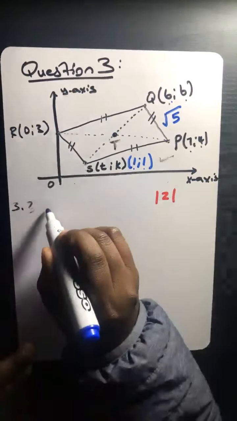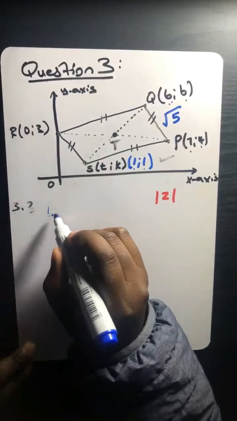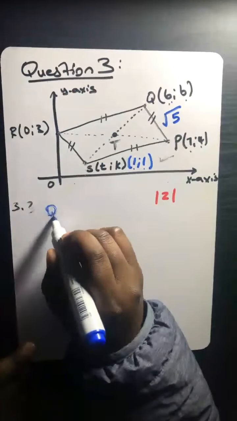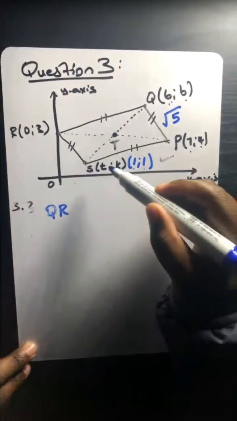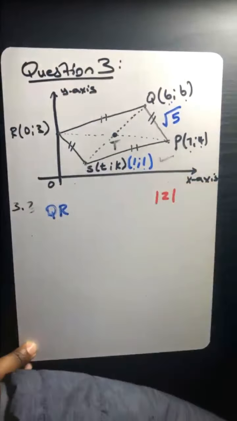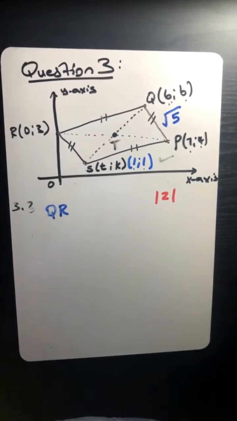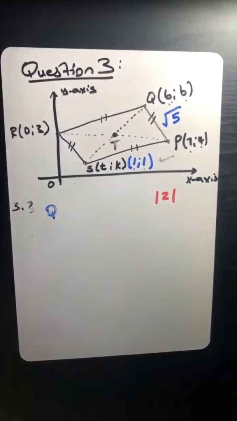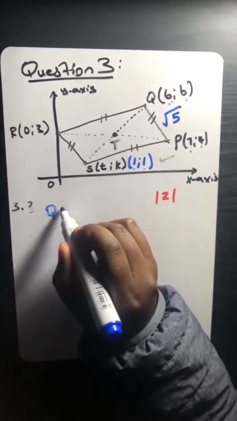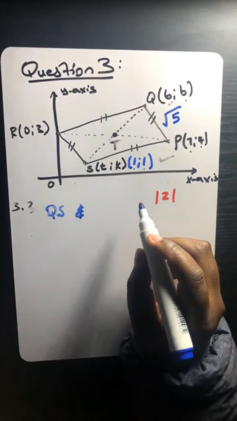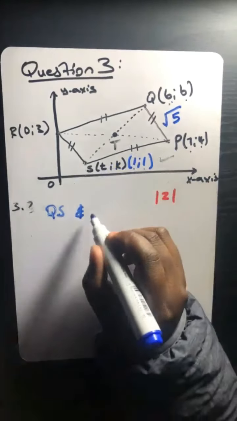So Lerato says we must calculate the length of QR. Let's see. No. Wait. What did you say, Lerato? Length of what and what? QS and RP or PR. So QS and again the length of PR.